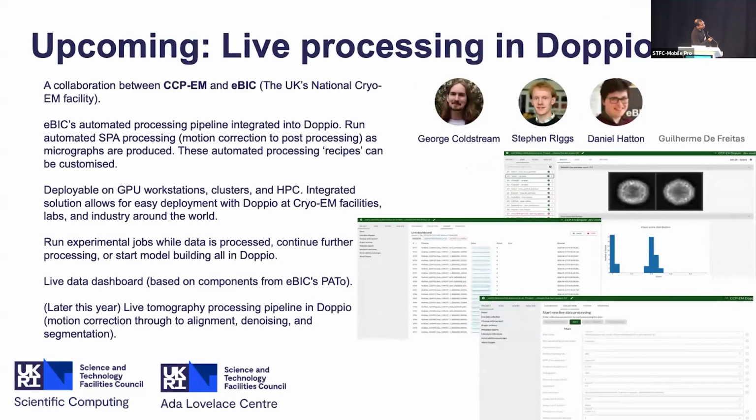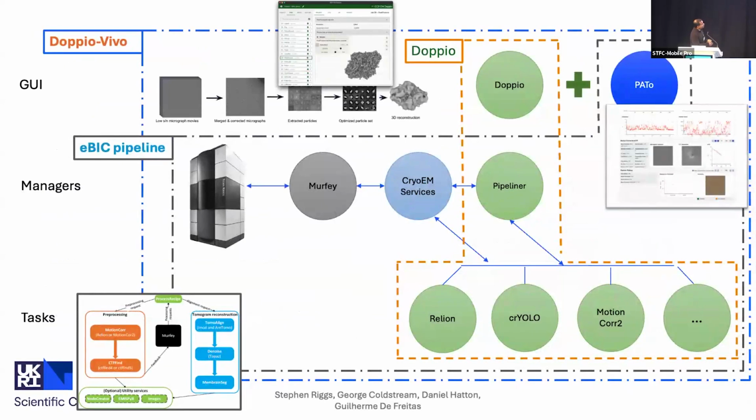We have a couple of upcoming things that I want to highlight. One is Doppio Live. So it's on-the-fly live processing support in Doppio. So this is coming very soon. And George is spearheading this along with Stephen and Dan from ABIC and Gillum from Diamond as well. So essentially what you can now do with Doppio is live data processing. So this links with data collection, and as and when you get new data, you can start processing this data. And this should be deployable to other facilities or other labs, and it needs configuration of the local resources, GPUs, and so on, but it should be able to set this up for live processing for you.